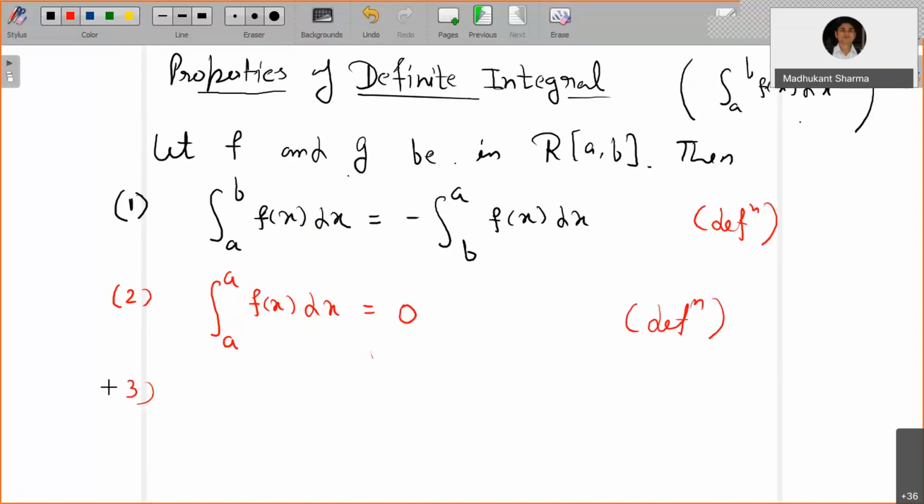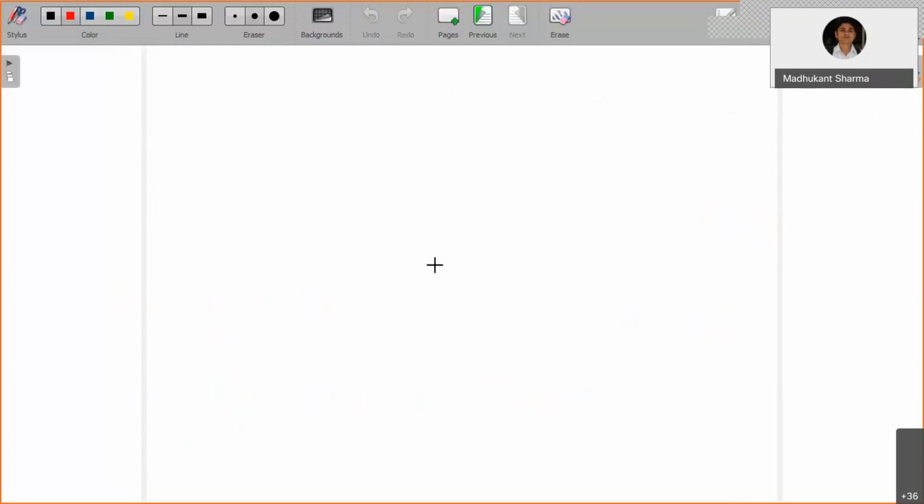Then we have also seen that integration a to b k times f of x dx is equal to k times integration a to b f of x dx. You can simply take k outside. The next property is that the sum of two integrable functions is integrable, and the difference of two integrable functions is integrable. That you can also show. So that's the fourth property.